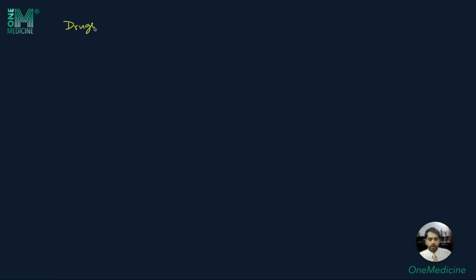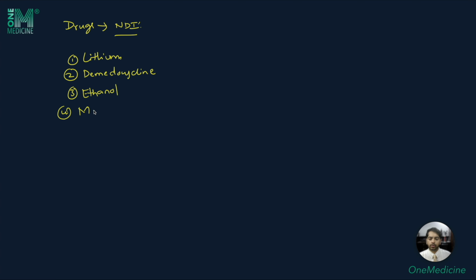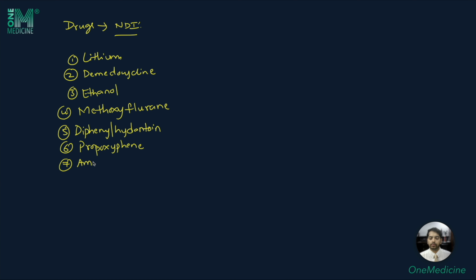Drugs implicated in nephrogenic diabetes insipidus include lithium, demeclocycline, ethanol, methoxyflurane, diphenylhydantoin, propoxyphene, and amphotericin.